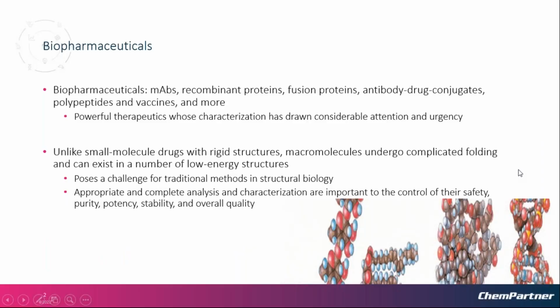The first slide, we were talking about the macromolecules. The four major macromolecules are carbohydrates, lipids, proteins, and nucleic acids. The biopharmaceuticals include the monoclonal antibodies, recombinant proteins, fusion proteins, antibody-drug conjugates, polypeptides, and vaccines, and more. Unlike small molecule drugs with rigid structures, the macromolecules undergo complicated folding and can exist in a number of low-energy structures, which poses a challenge for traditional methods in structural biology. The appropriate and complete analysis and characterization are important to the control of their safety, purity, potency, stability, and overall quality. So for the biopharmaceuticals, the powerful therapeutics, the characterization has drawn considerable attention and urgency.